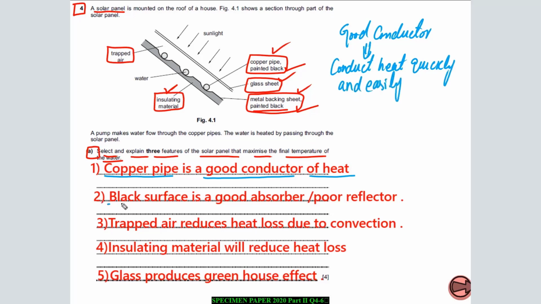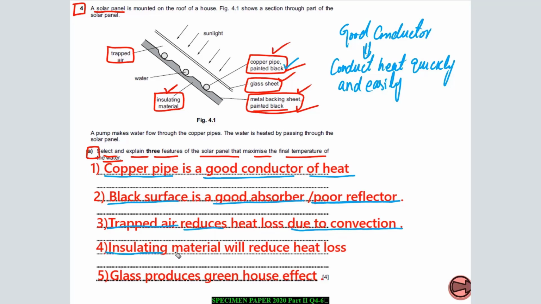The second feature, black surface. Why the surface of copper pipe is black? Because black surfaces are good absorber. It means they can absorb more heat, and they are poor reflector. It means they will reflect less heat. The third feature, trapped air. We can also talk about this one. If the air is trapped, it means there will be less heat loss due to convection.